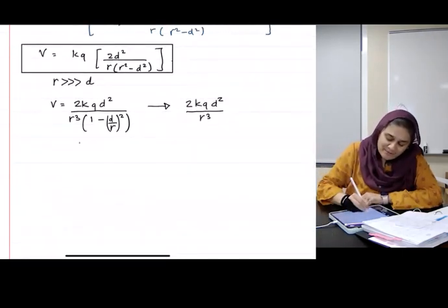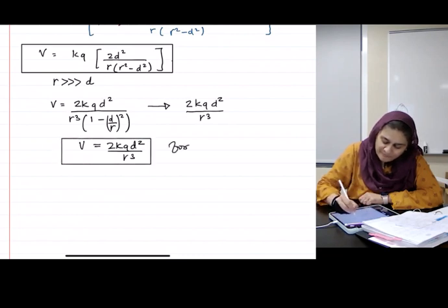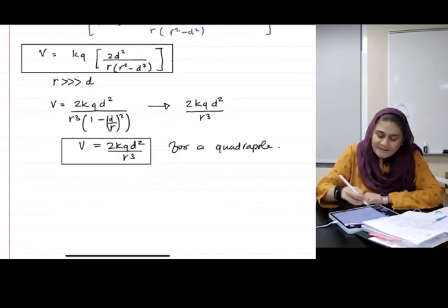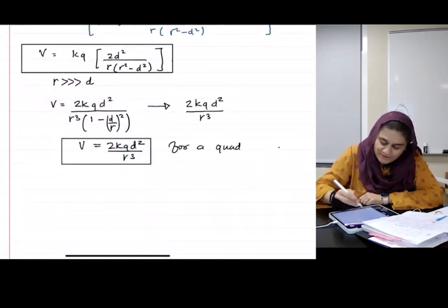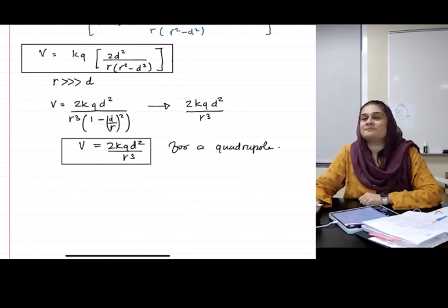So then may I rewrite this V as 2KQD squared over R cubed for a quadrupole. Right? Quadrupole, quad, or a quadrupole.